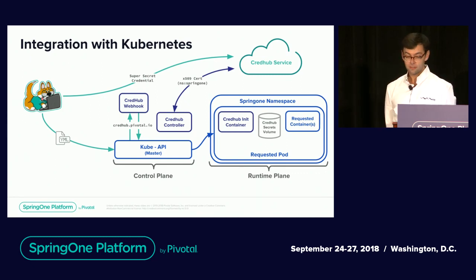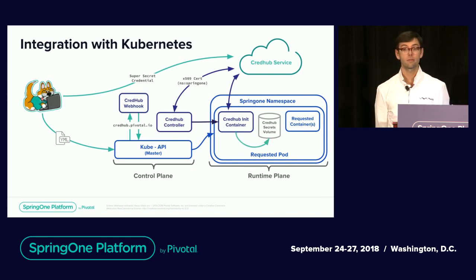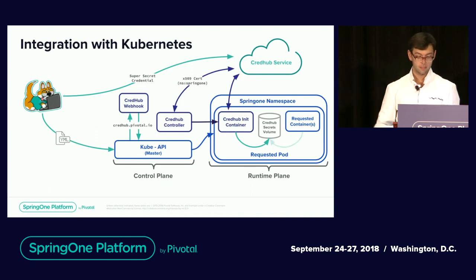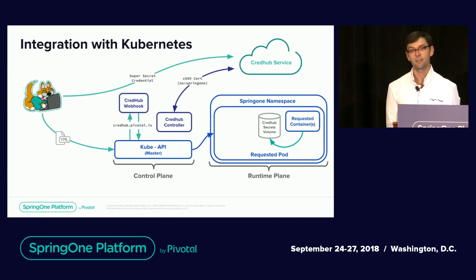So once I get that certificate, the controller then sends that certificate over HTTPS to our initialization container. Our initialization container then uses that certificate to pull in whatever credentials it actually has access to. And then finally, it stores those secrets into the secrets volume. And as a last step, we kill that initialization container.